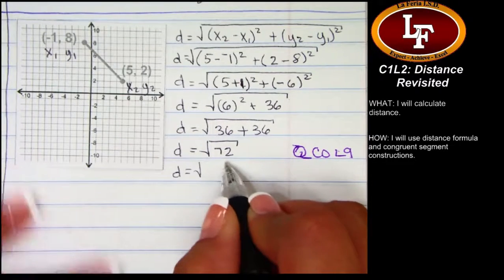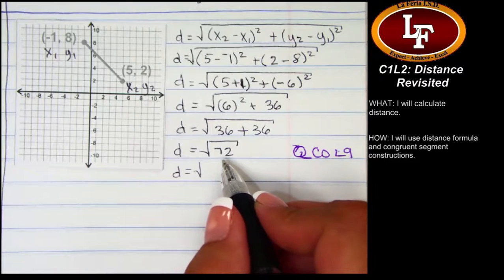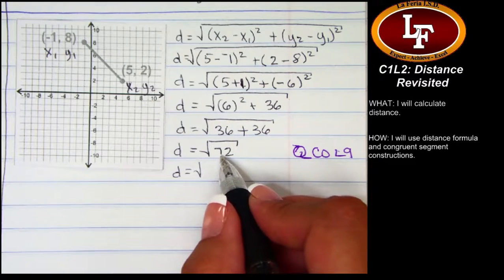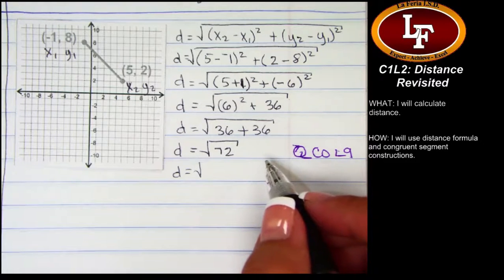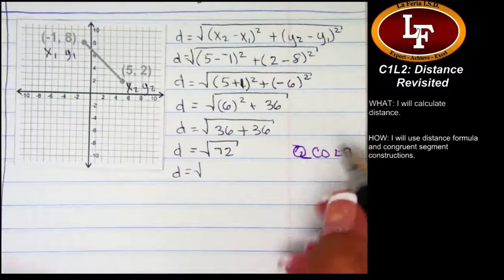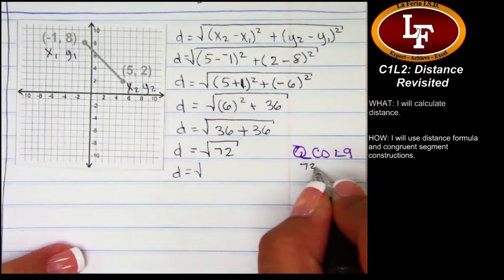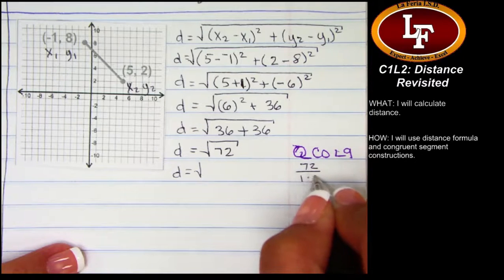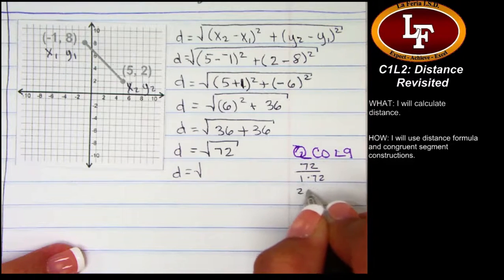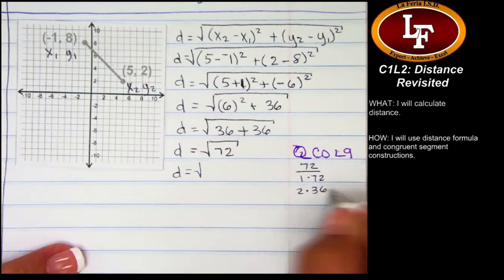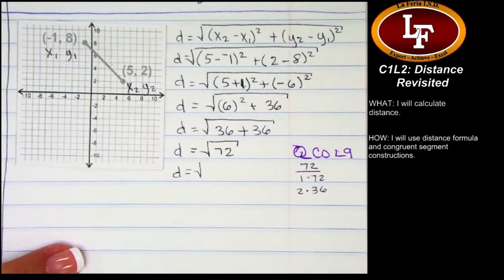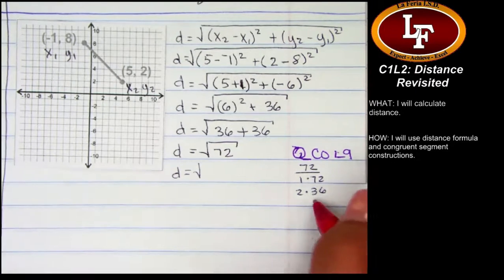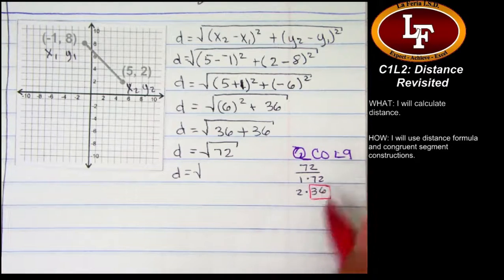I need to find two things that when multiplied together give me 72, one of which is a perfect square. I'm going to go ahead and list out the factor pairs of 72. I have 1 times 72, 2 times 36, and I'm going to stop right here because 36 is a perfect square.